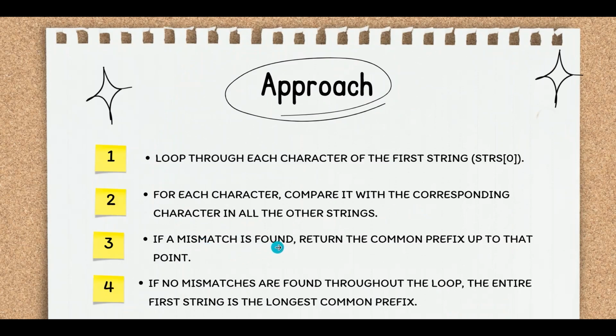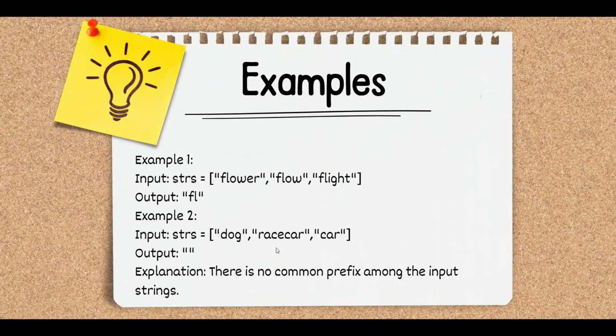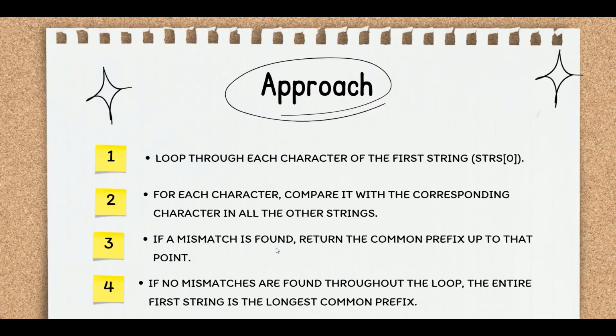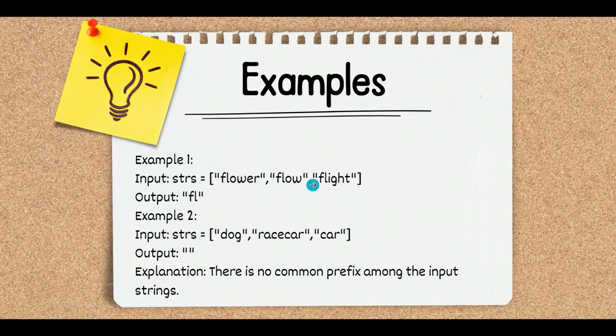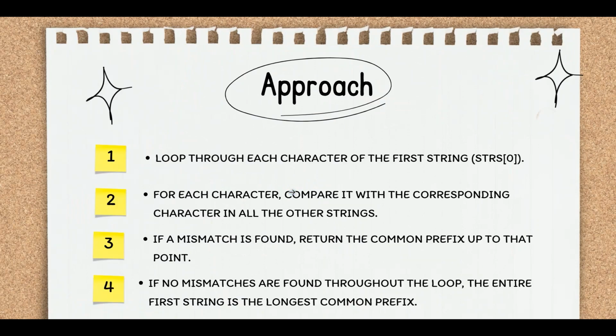If there is no mismatch for f, then we go with l. There is again no mismatch, then we go with o. So we get the mismatch in the third string, right? So what we do is return the common prefix up to that point. And if no mismatches are found throughout the loop, the entire first string is the longest common prefix. So we return the whole string. Now this is the brute force approach.